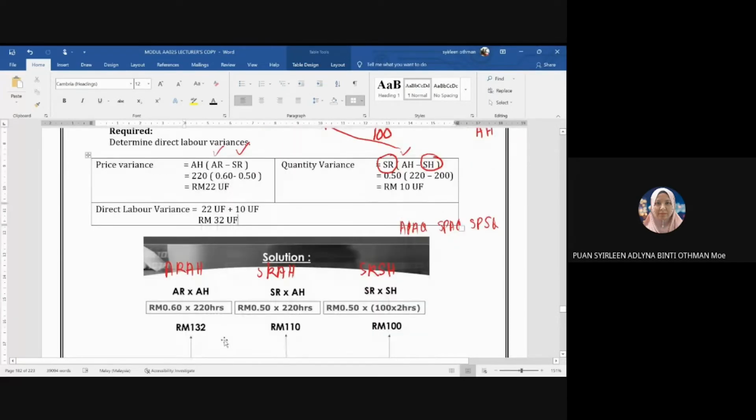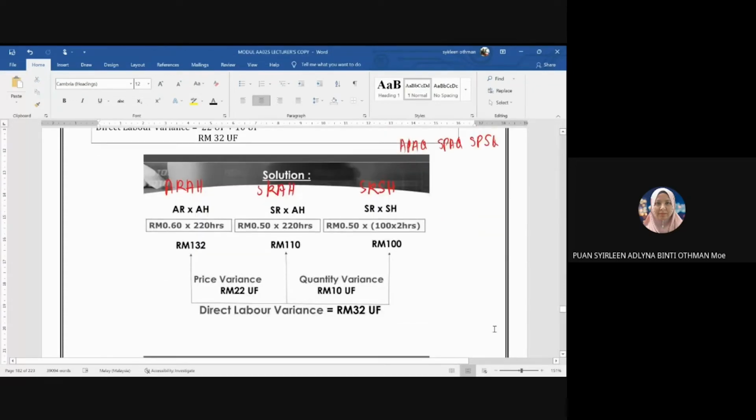So ini ialah RM132. Standard rate multiply by actual hours. Standard rate kita tahu tadi 50 sen. Actual hours is 220 jam. So kita akan dapat nilai dia 110, sorry. So your actual cost is 132. Your standard cost is 110. Your budgeted cost, okay, this is 100. Sebab dia standard rate darab standard hours lah. So standard rate is 50 cent. Standard hours tu ialah 2 jam satu unit tu darab dengan actual unit produce.